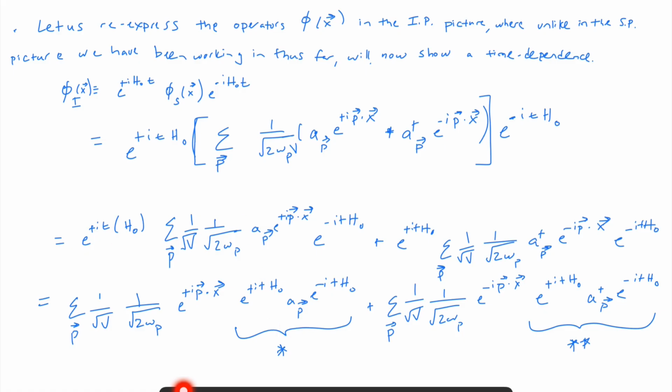This thing shakes down to this, e to the plus i H naught t A sub p e to the minus i H naught t over here. And the same thing I do over here. I pull all the operator stuff here, and I have a similar expression, e to the plus i H naught t A dagger sub p e to the minus i H naught t. So this, and all these prefactors. Now our big task is to calculate this expression over here, and this expression over here. This is the non-daggered one, and this is the daggered one. e to the plus i H naught t A sub p e to the minus i H naught t.